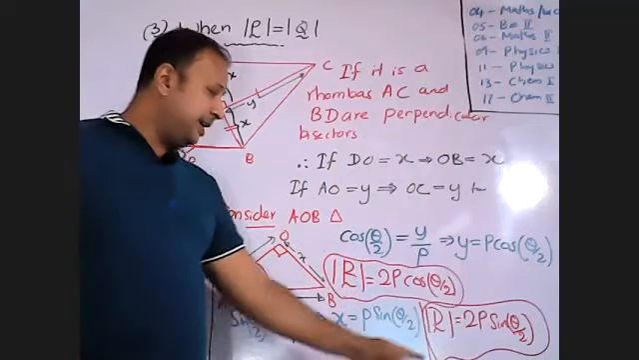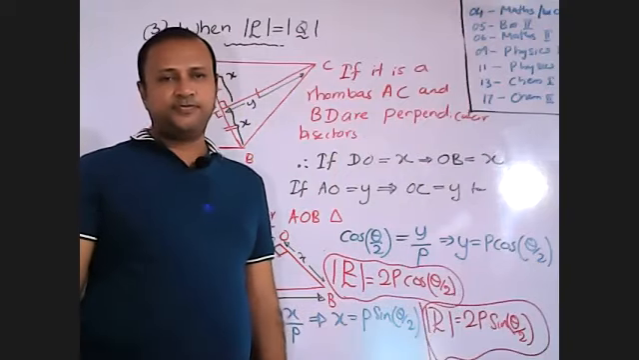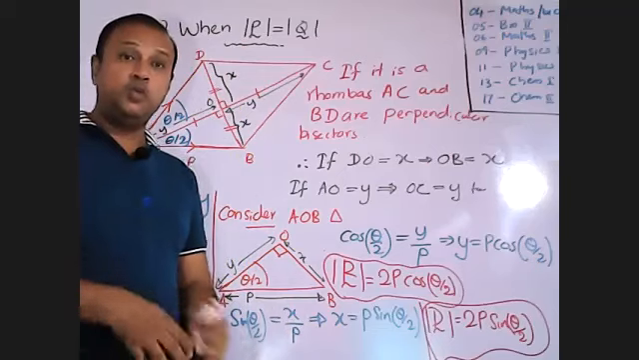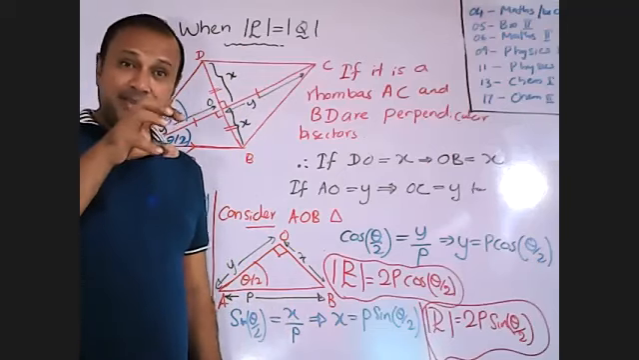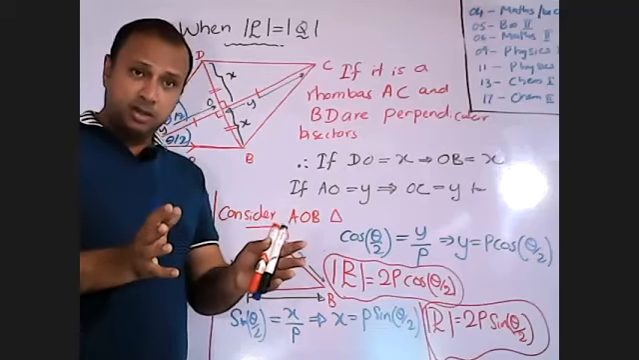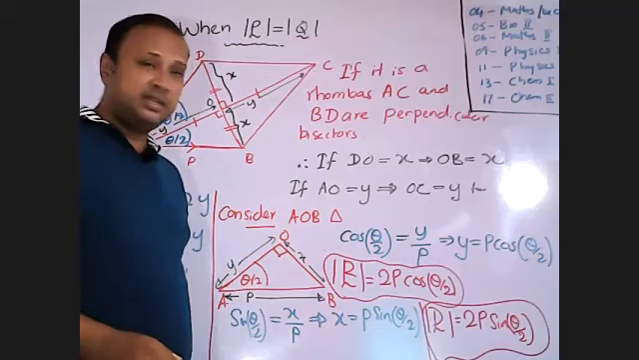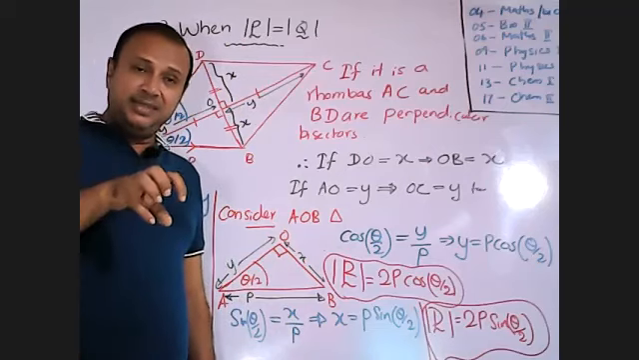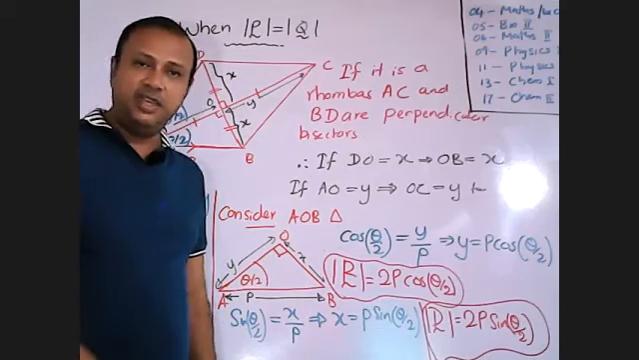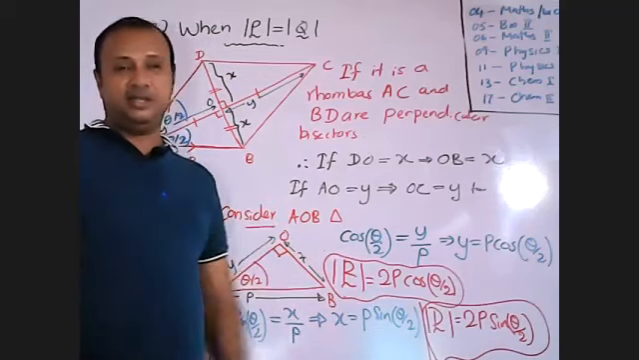The difference is 2p sin θ over 2. Okay. Theta means the angle between two vectors. Theta over 2 means half of the angle between the two vectors.